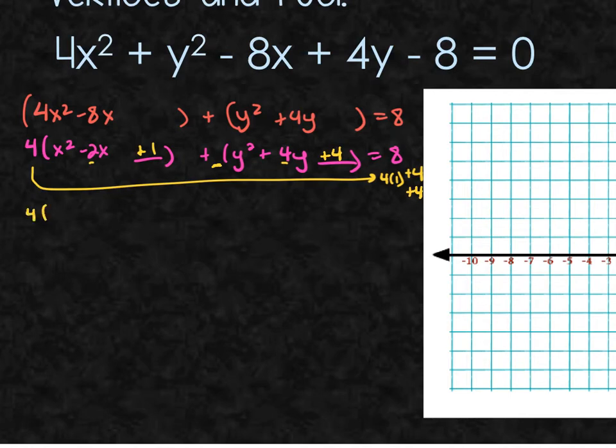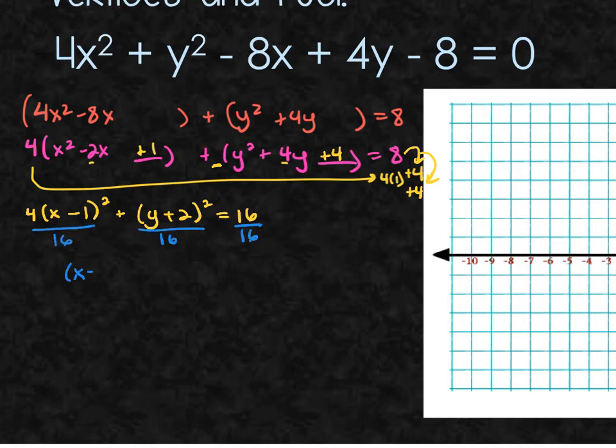So I've got 4(x minus 1) squared after I factor it, plus (y plus 2) squared after I factor it, equals 8 plus 4, which is 16. And then I need it equal to 1, so divide everything by 16. And I get (x minus 1) squared over 4 plus (y plus 2) squared over 16 equals 1.